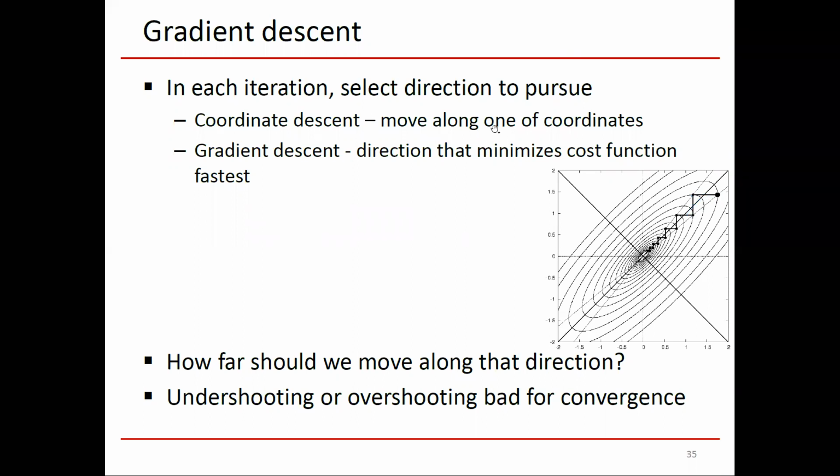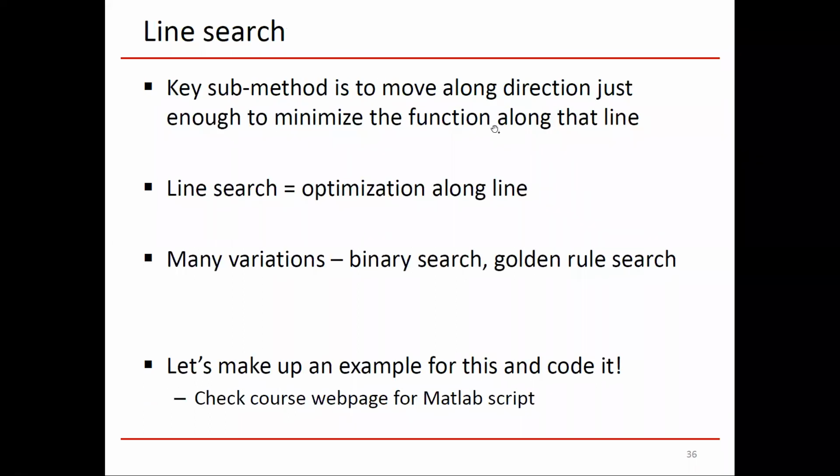So how do we, once we have a direction that we're pursuing, could be the gradient, could be a coordinate, could be anything, okay? How do you move and find a good location on that line? So this is called line search. This is a sub-method within gradient descent that you move along the direction just enough to minimize the function along that line. So a line search optimizes along the line, and there are a lot of variations on this. So let me describe them briefly.